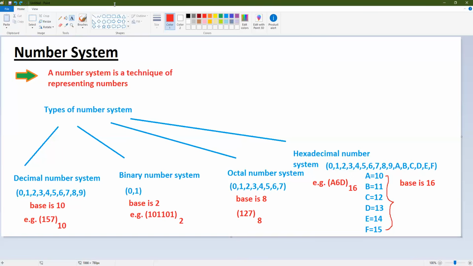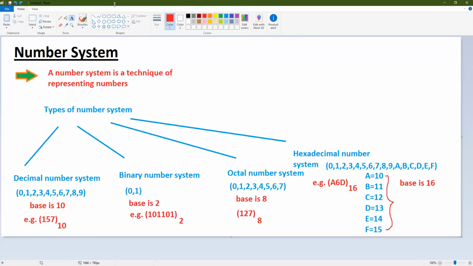Now, you must be thinking, what is a base? So we can say that the total number of digits used in a number system is called its base or radix. I repeat, the total number of digits that is used in the number system is called the base or the radix, and it is written just below and after the number.